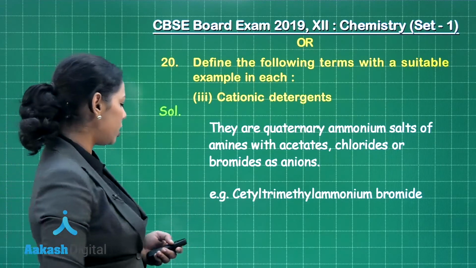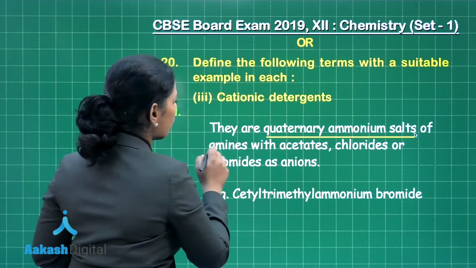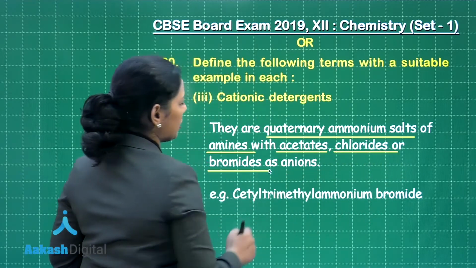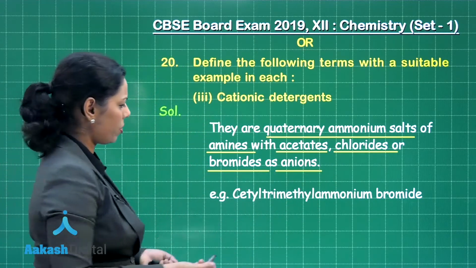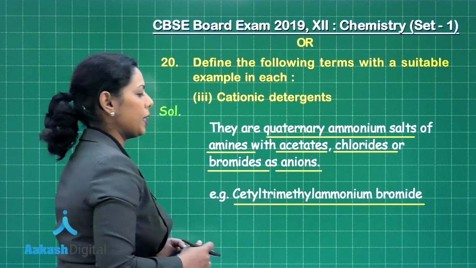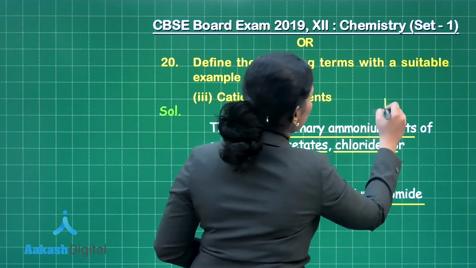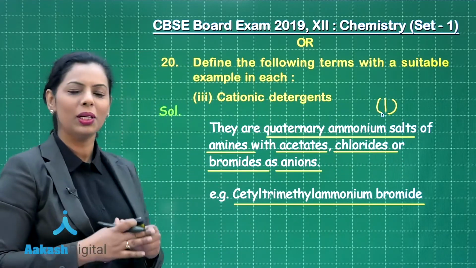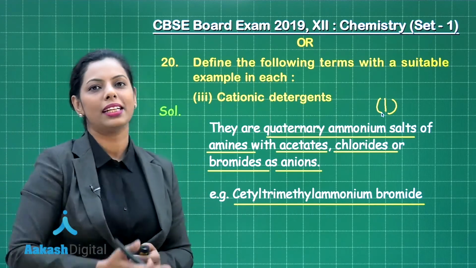In case of cationic detergent, you can write that they are quaternary ammonium salts of amines with acetates, chlorides or bromides. Anions are there in this form. Further, example you can give here, cetyl trimethyl ammonium bromide. This would be the example. And if you write in the similar way, once again you are getting 1 mark, half for definition, half for the example. So total 3 mark for question 20 you will obtain if you choose this internal choice.